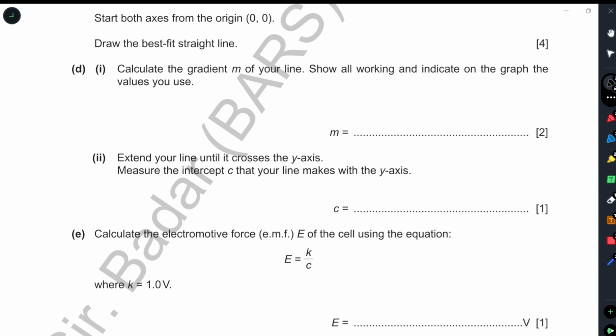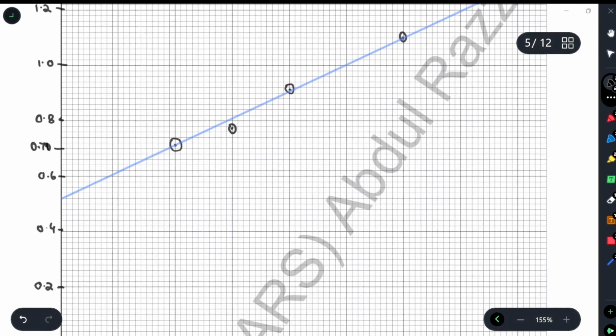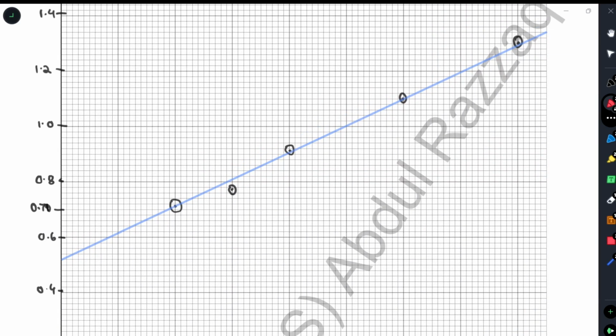Calculate the gradient m of your line. Show all the working; indicate on the graph the values you use. How are you going to indicate on the graph the values you use? So I'm going to first try and pick points that are nearly exact points, at least half of the graph away from each other. All right. So I can think of this point right here.